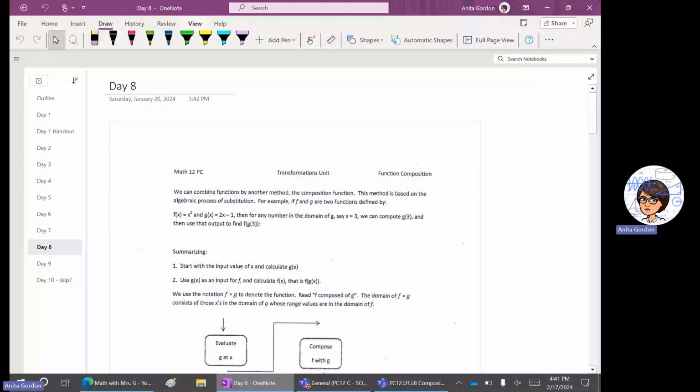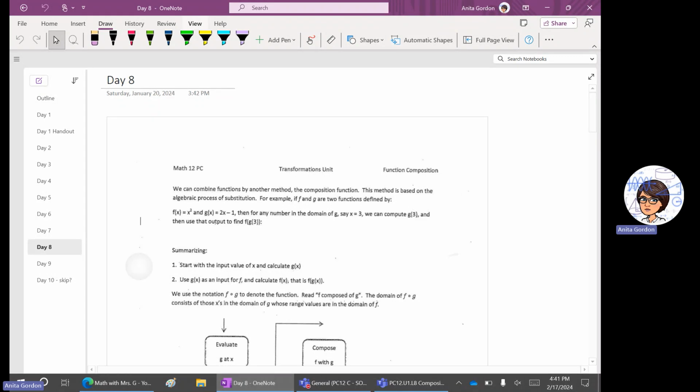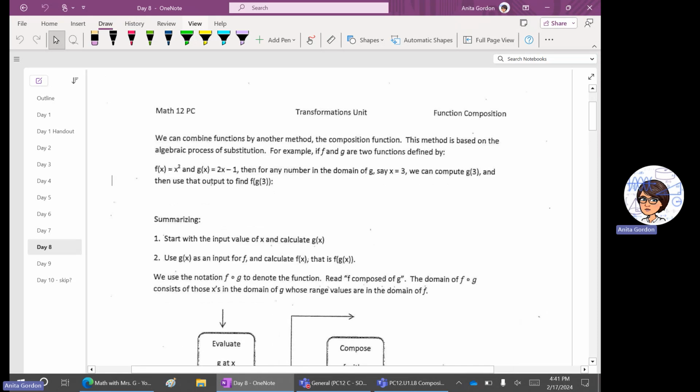We are at our last lesson for this unit. I know that our workbook has one more lesson in there, but we are going to skip it for now and come back to it at another time in a different unit. So today we're talking about function composition. And this is where we are combining functions.